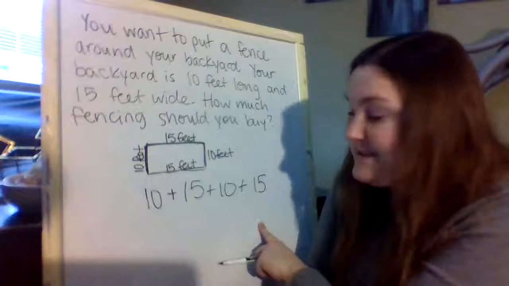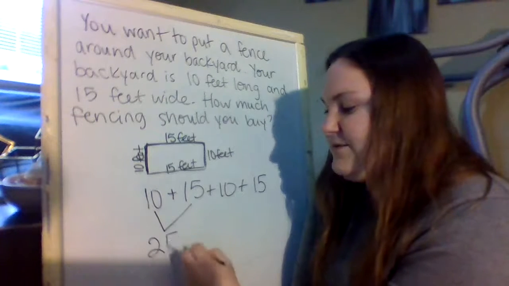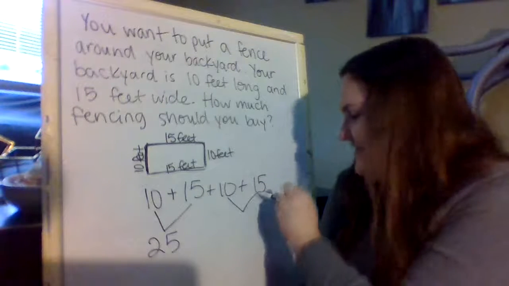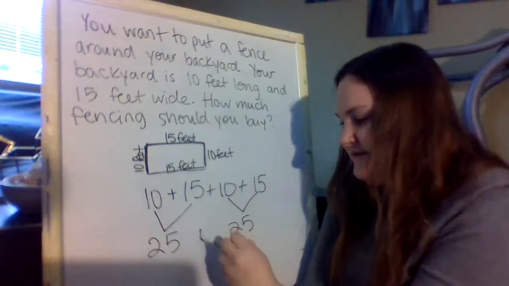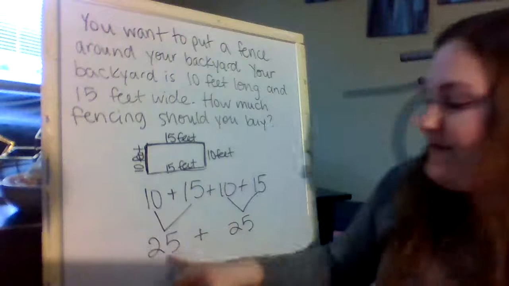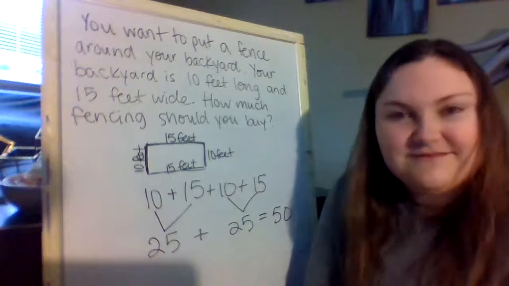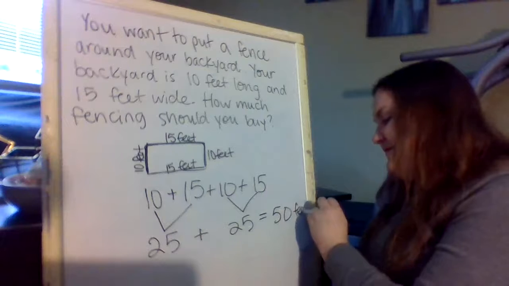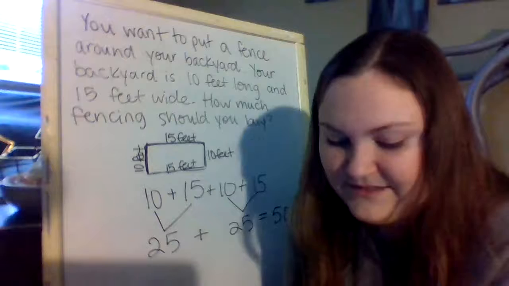There are a lot of different ways you can add these numbers. I know 10 plus 15 is 25. Instead of adding 25 and 10, I'm going to say, look, here's another 10 and 15. I also know that's 25. And then to find my final answer, I can add 25 and 25. I know 25s are really easy because of quarters. Two quarters, 25 and 25, is 50 cents. That means those equal 50. So to answer the question, how much fencing should you buy? I need to buy 50 feet of fencing.